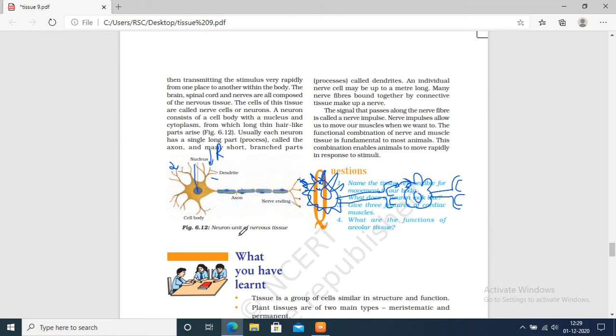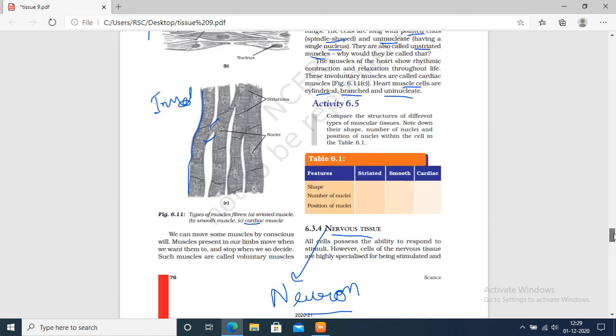So this junction where you see the nerve ending of this neuron and the dendrites of the next neuron, where these two neurons are joining together, is known as a synapse. Synapse is the junction between two neurons. So this was about the nervous tissue, and that is how the information is being transferred.